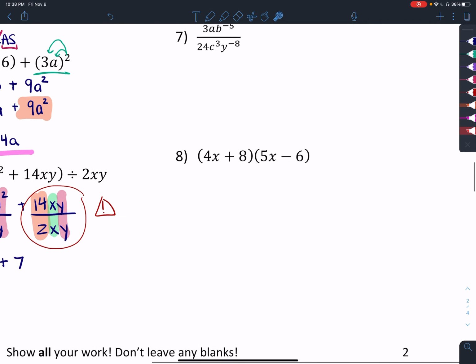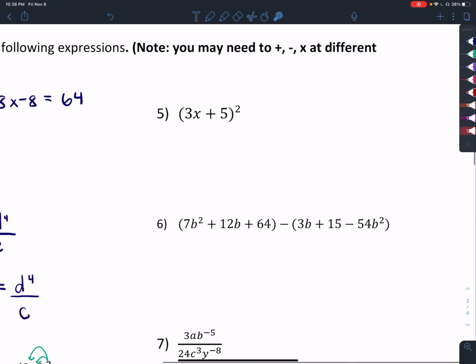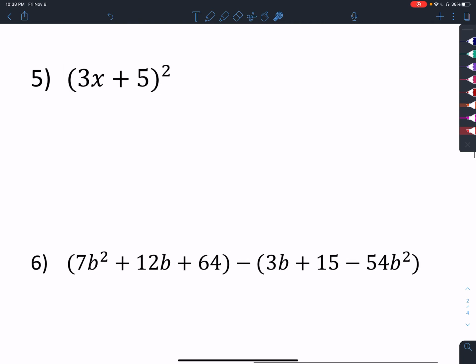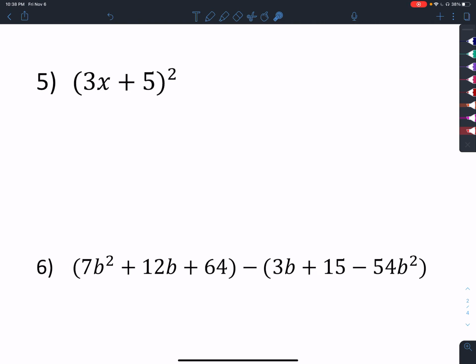Okay, next question. So this one was a tough one. This one is one that I recommend everyone practices a few times. So when you have a binomial squared, and by binomial I mean a polynomial that just has 2 terms, that's what we mean by binomial squared, you do not distribute this exponent to each one. That's wrong.